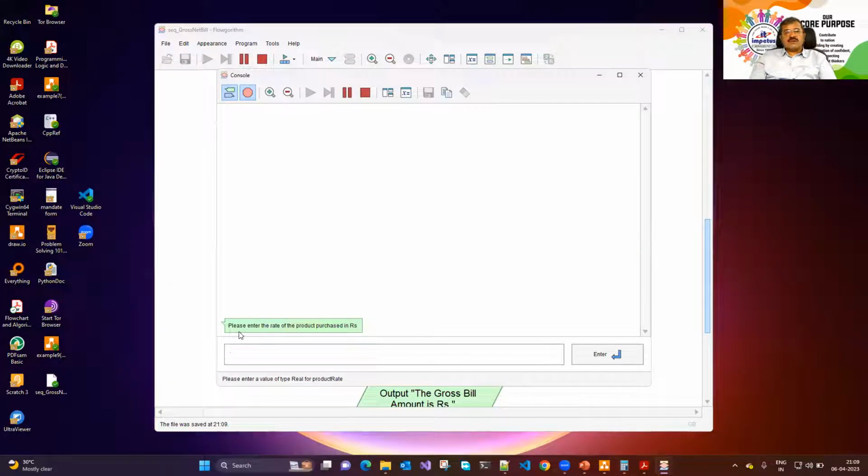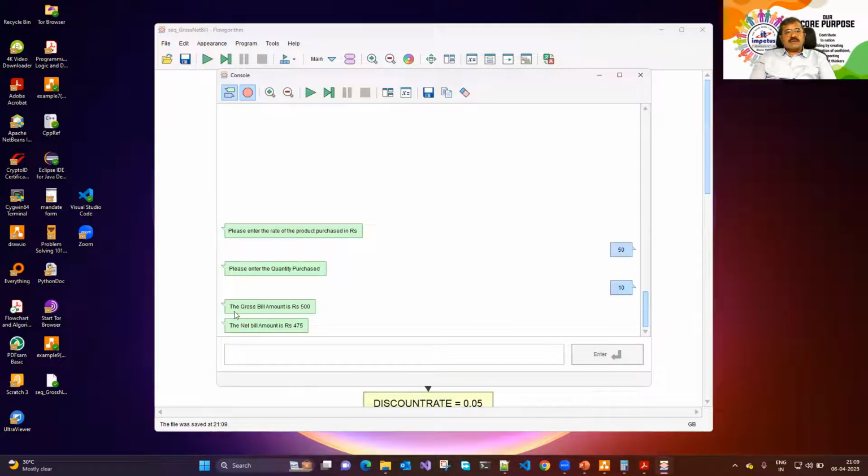It says, please enter the rate of the product purchased in rupees. Say the rate of the product that I have purchased is suppose 50 rupees. I enter 50, and it says, please enter the quantity purchased. I have purchased 10 such items. Enter. So it says the gross bill amount is rupees 500 and the net bill amount is 475. Is that right or not? If I purchase 10 items at the rate of 50 rupees, obviously 500 is the gross bill amount and net bill amount is 475. So we could execute our code to see the result.